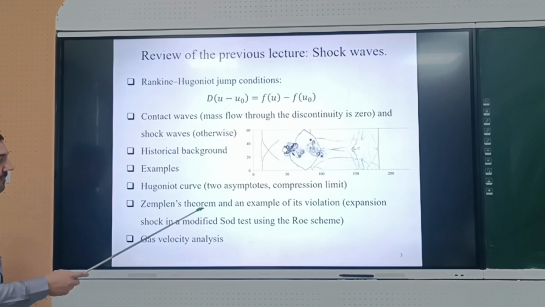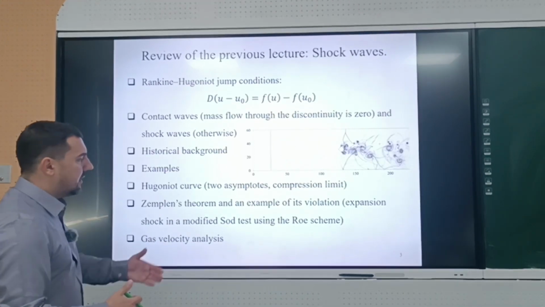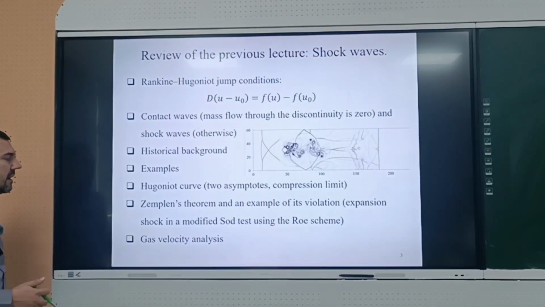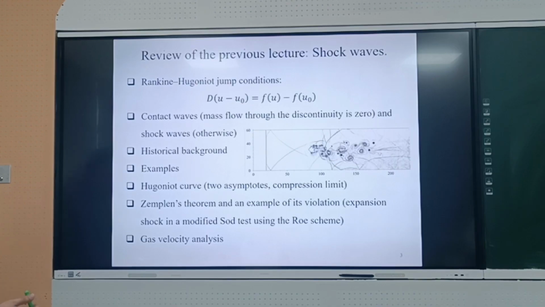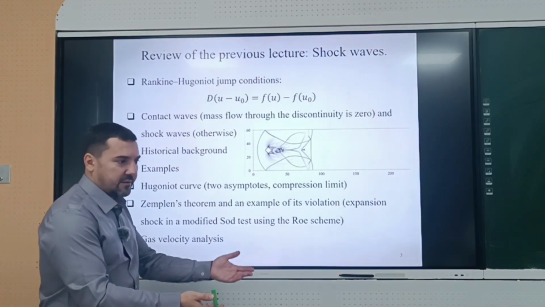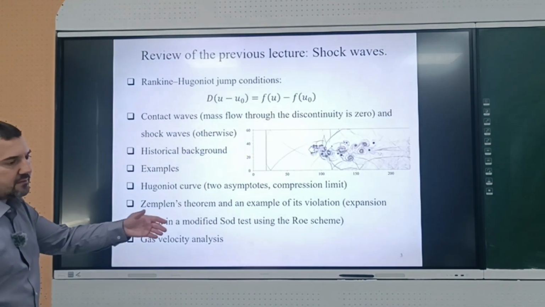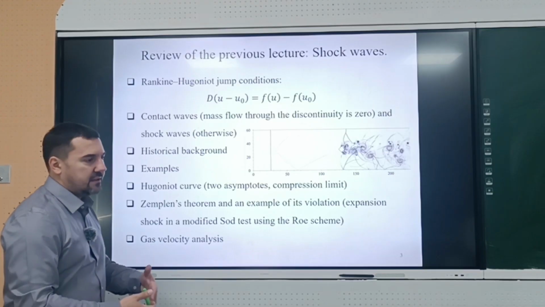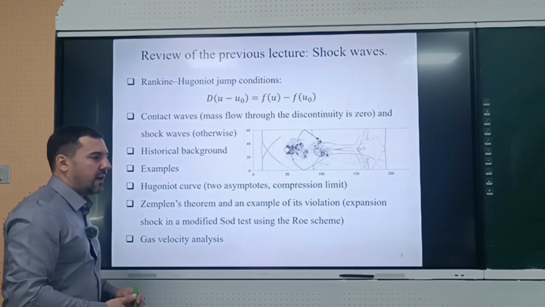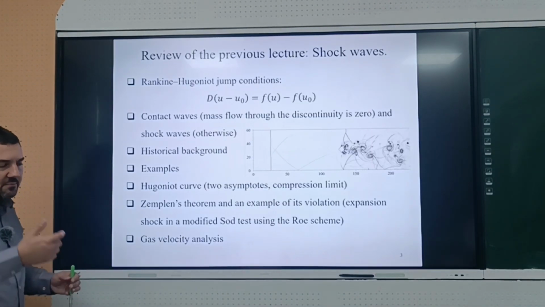Semplain's theorem says that expansion shocks are forbidden. As an example of its application, we considered the so-called Roe scheme, which in its classical formulation admits expansion shocks. We also analyzed gas velocity and explained that the shock wave propagates with a supersonic speed relative to the gas in front of it, and with a subsonic speed relative to the gas behind it.